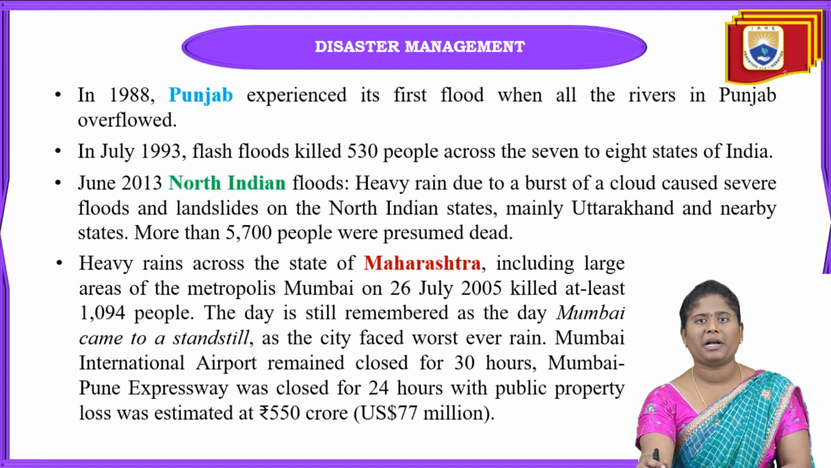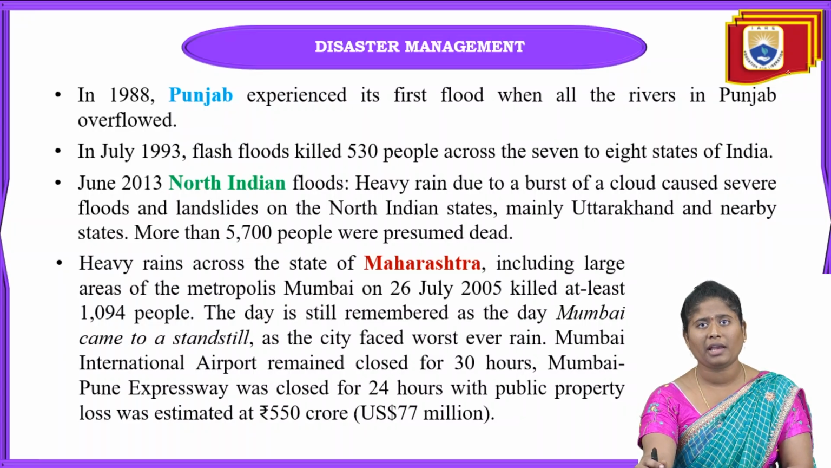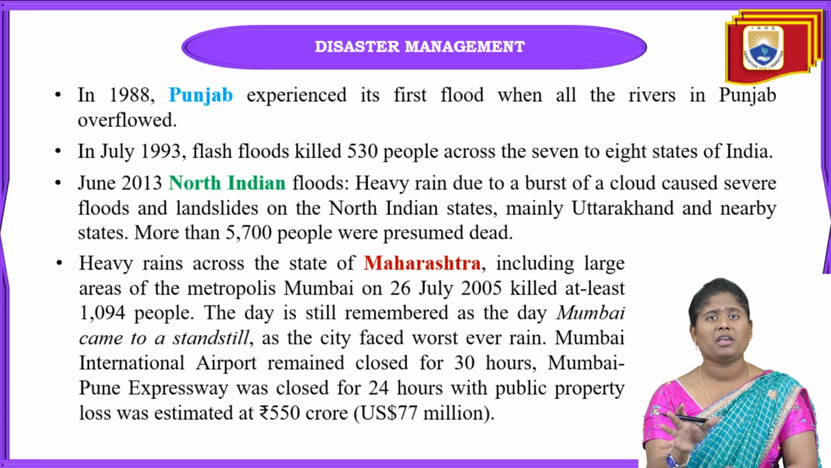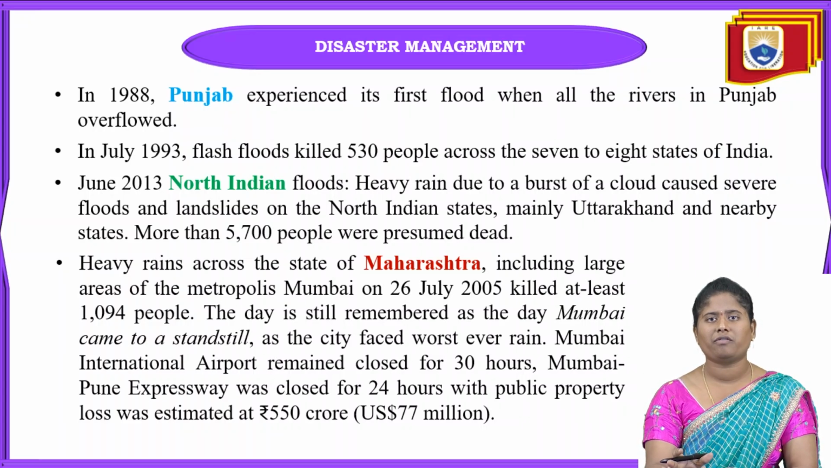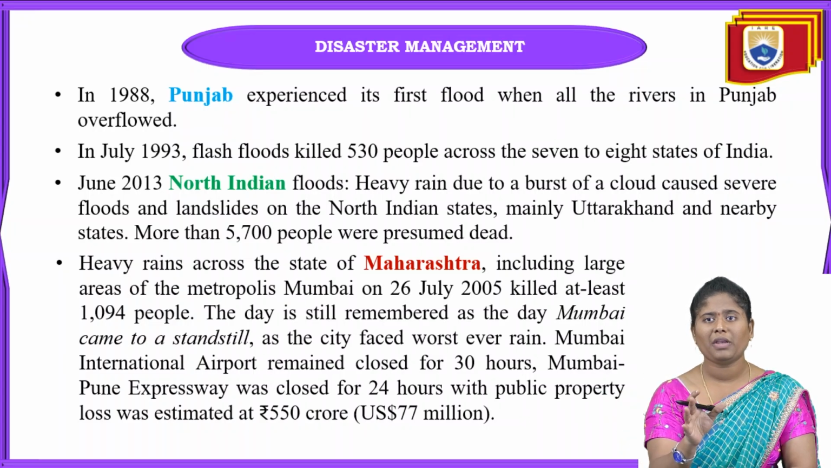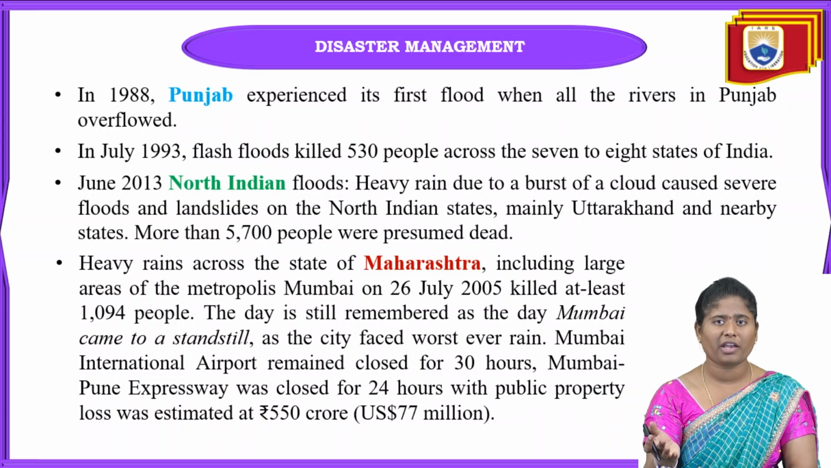And next, in Punjab in the year 1988, Punjab experienced its first flood. Why? Because the Punjab region does not have a large number of rivers. But in 1988, Punjab was hit by floods, and the small rivers there also overflowed because of the heavy rainfall, and that was the first flood in Punjab.